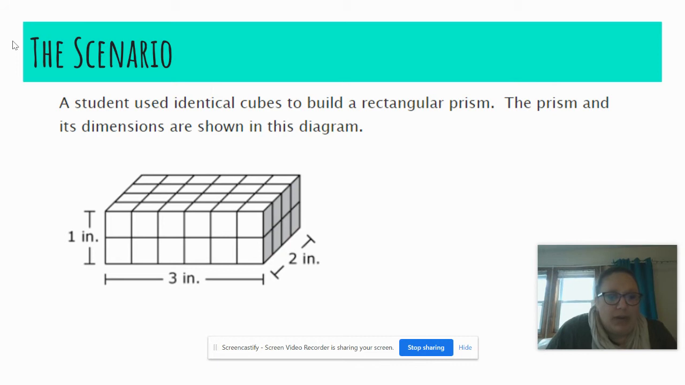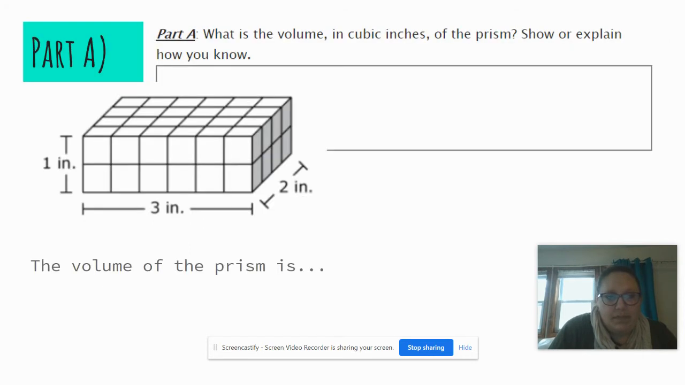So we have a scenario here. We have a prism that is made up of a bunch of little cubes. And as you guys can see, we have a length of 3 inches, a width of 2 inches, and a height of 1 inch. So this is the prism we're going to be working with for the next couple of parts. So let's go through each part.